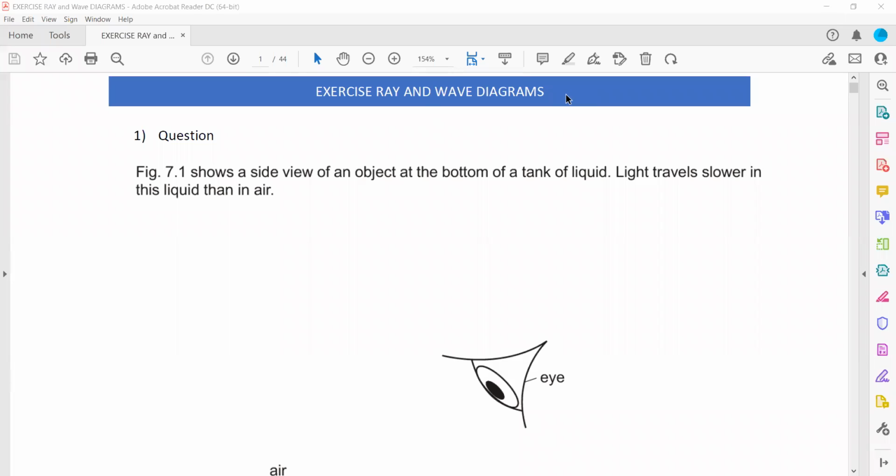This exercise is related to ray and wave diagrams. In this session, we'll discuss how we can complete the ray diagram or the waves for different phenomena.